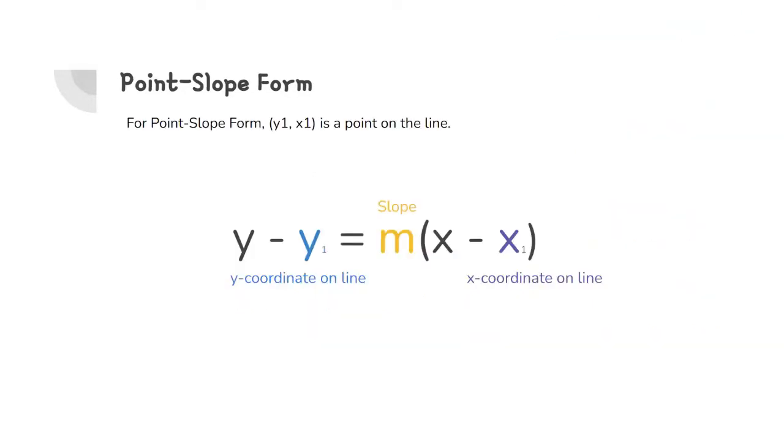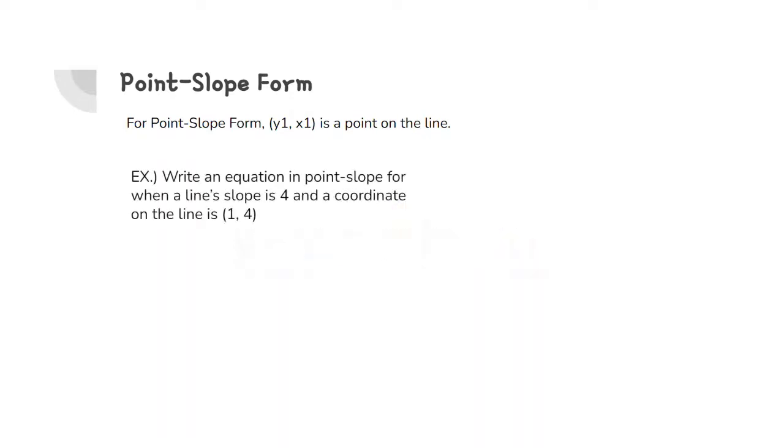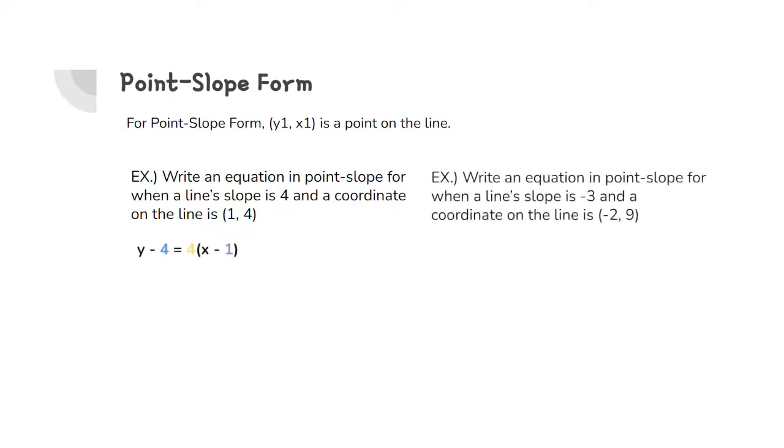Point-slope form. For point-slope form, (x1, y1) is a point on a line. Now, point-slope form is written as y minus y1 equals m(x minus x1). y1 is a y-coordinate on a line, and x1 is an x-coordinate on a line, and m stands for the slope. Do you think you can do this? Here's an example. Write an equation in point-slope form for when a line slope is 4 and a coordinate on the line is (1, 4). We would write it as y minus 4 equals 4(x minus 1).